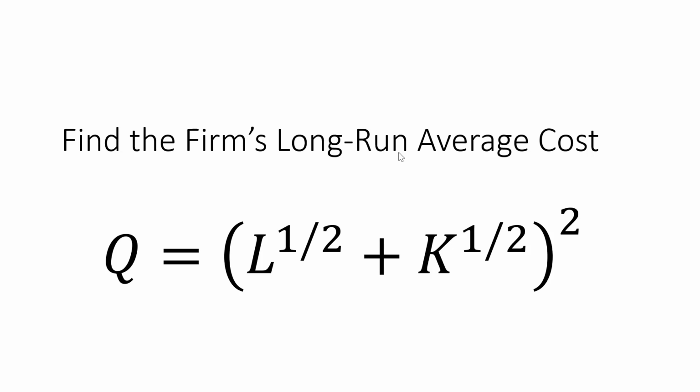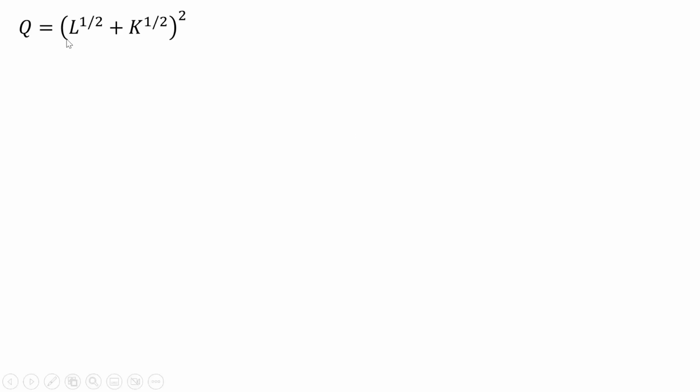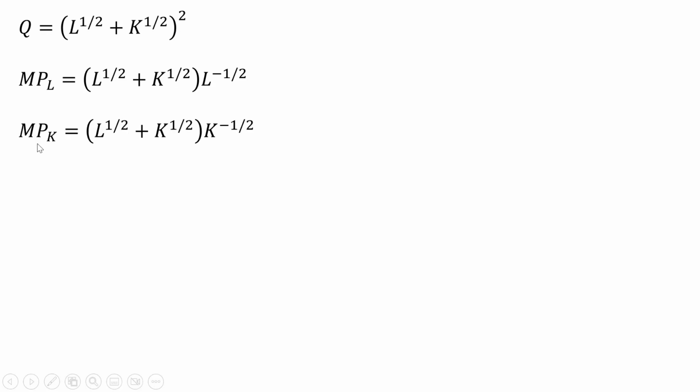Hello, in this video we're going to derive the firm's long-run average cost curve from the following production function. Here's the firm's production function. We can derive the marginal product of labor as the partial derivative of the production function with respect to L, getting back the following. We can get the marginal product of capital by taking the partial derivative of this production function with respect to K, getting back this equation.